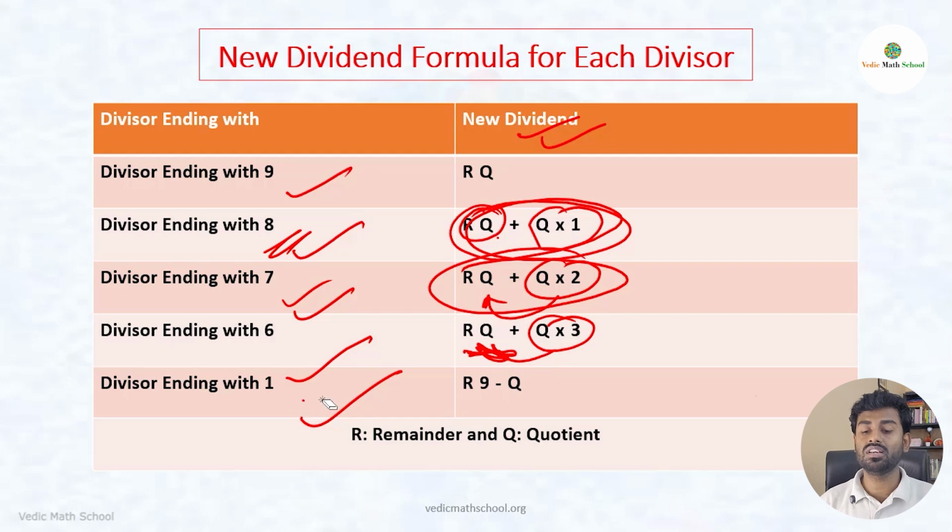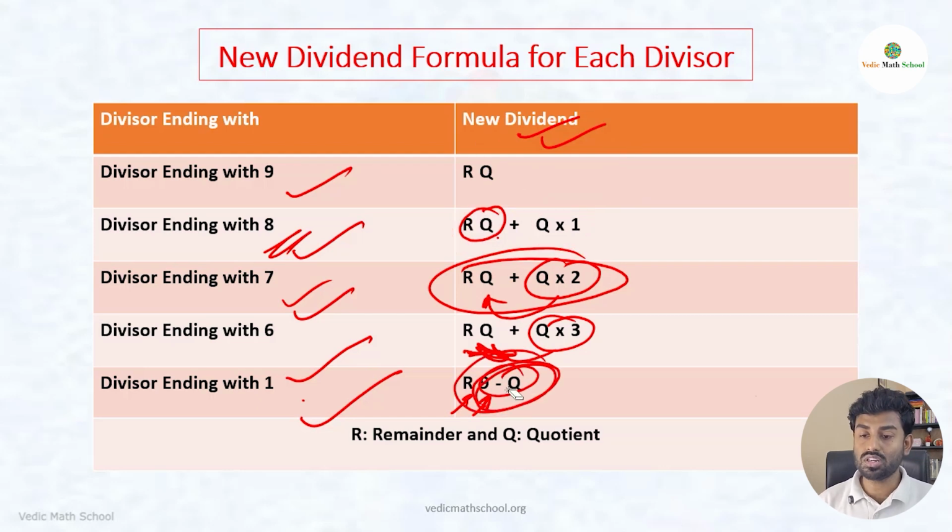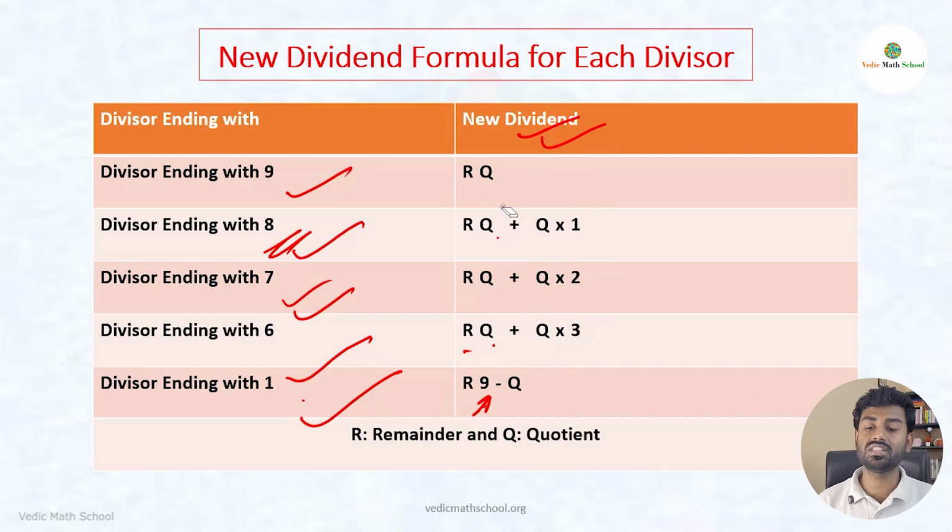Now in the case of numbers ending with 1, what do we do? We take the remainder, and 9 minus whatever value you get in the quotient is subtracted, and the combination of that number is the new dividend. So if you put everything together, you will see this as a formula. Put 5 minutes of your time into understanding these things. Pause the video and understand what I am trying to do.